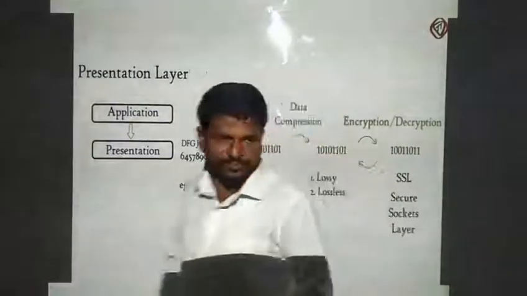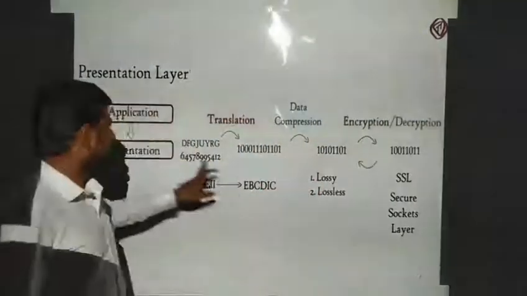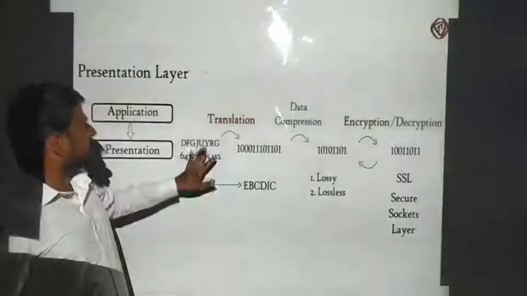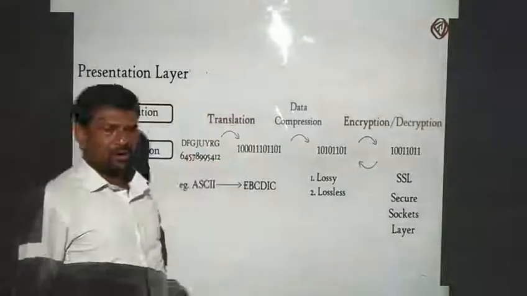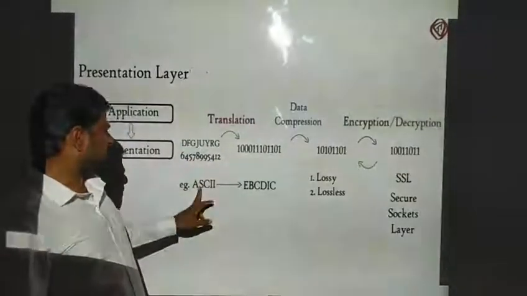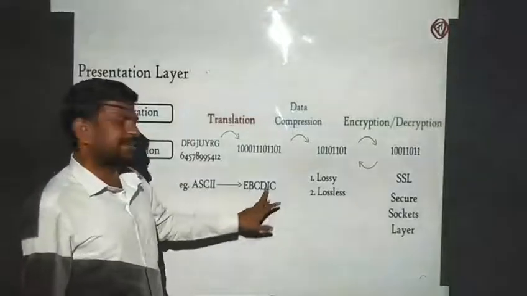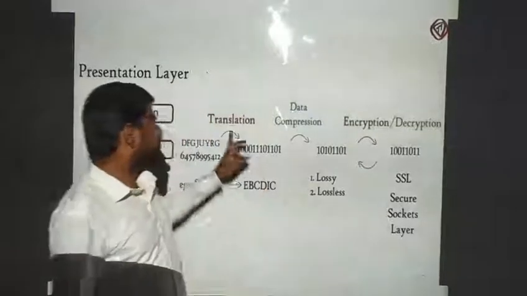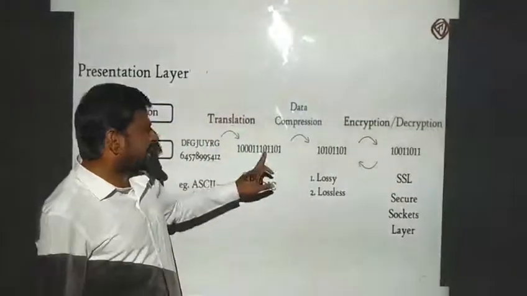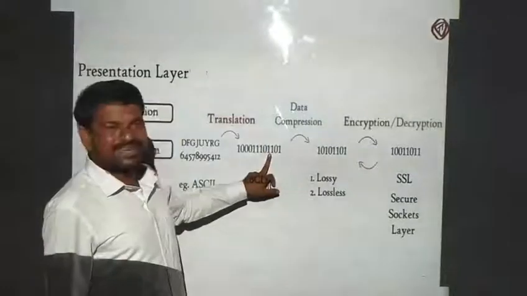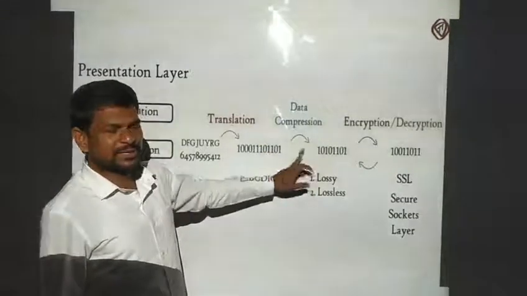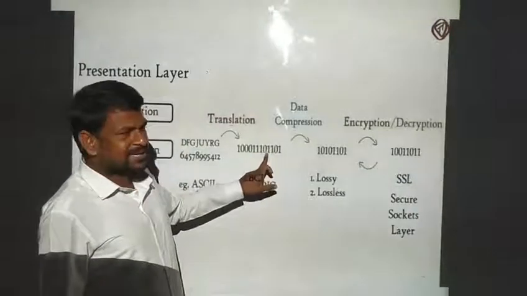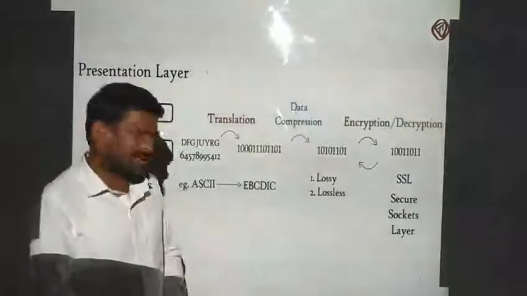Translation means what? Generally the data is in the form of numbers or characters. So this data is transmitted in machine readable form. Here you can see from ASCII to EBCDIC form. This is what the presentation layer will do: translation. Next, the bits which are present will be reduced to their original length. The reducing of the bits is what we call data compression.